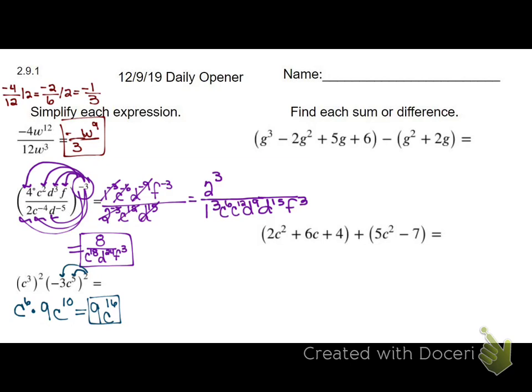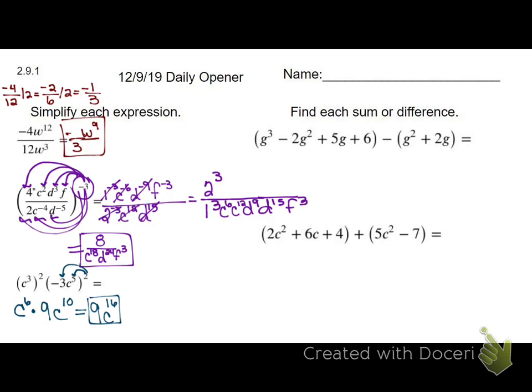Okay, next part. Find each sum or difference. When I'm finding the sum or difference of polynomials, I first have to determine, am I going to add them or am I going to subtract them? In this particular problem, am I going to add or subtract? Subtract. How'd you know that, Maddie? Because it shows it. Yeah, the subtraction sign between the two groupings.